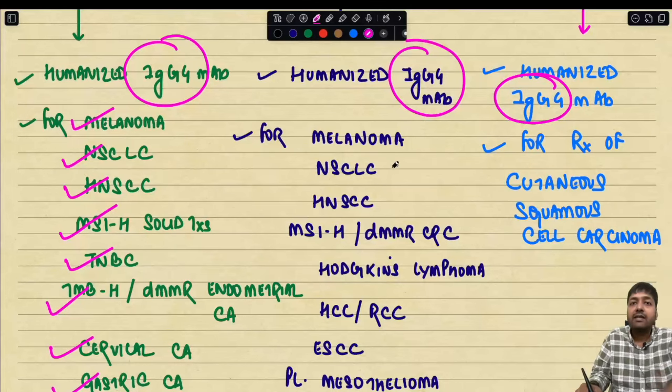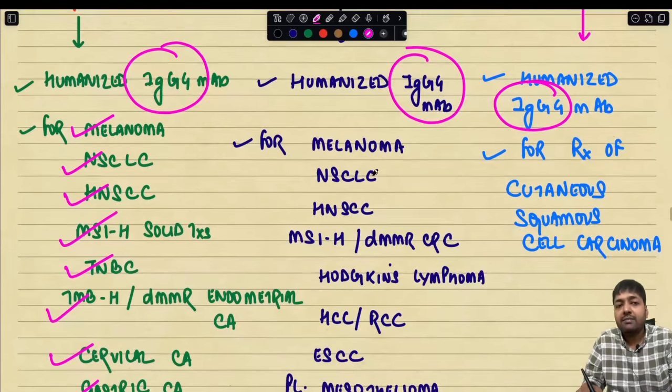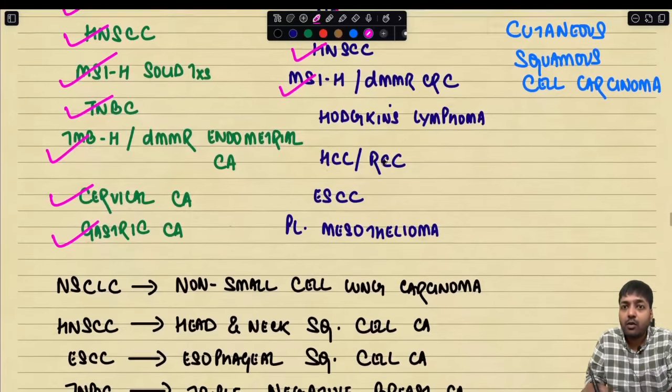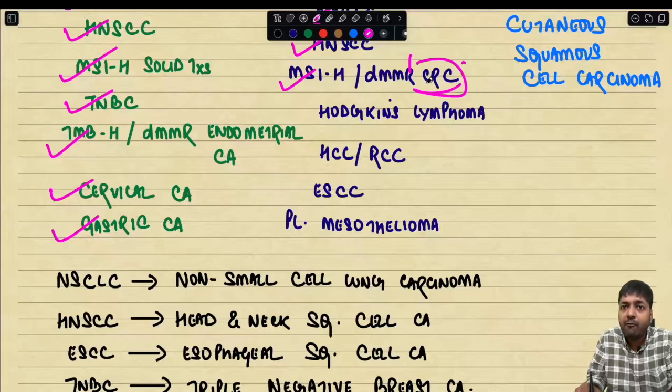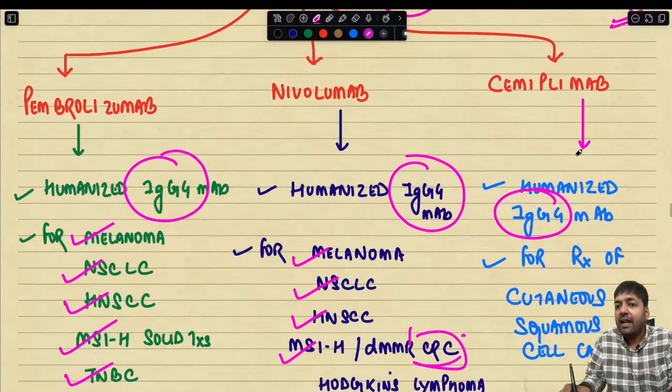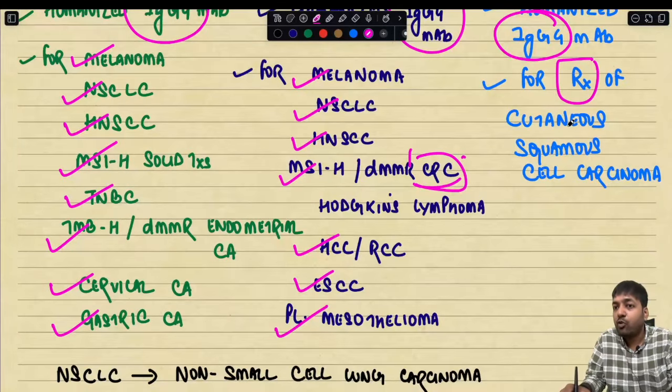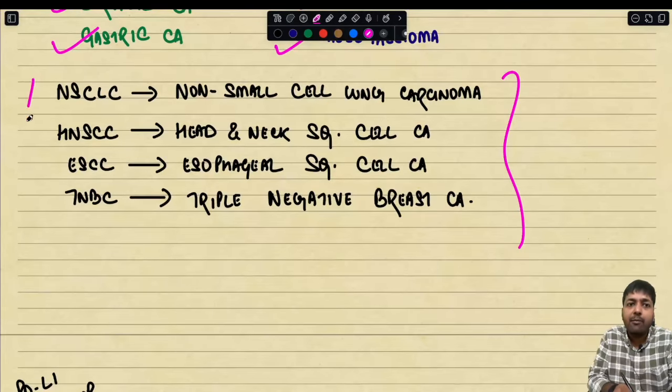Whereas nivolumab is basically approved for melanoma, non-small cell lung carcinoma, head and neck squamous cell carcinoma, MSI-H, dMMR colorectal carcinoma, Hodgkin's lymphoma, hepatocellular carcinoma, renal cell carcinoma, esophageal squamous cell carcinoma, and pleural mesothelioma. And lastly, cemiplimab is basically approved for treatment of cutaneous squamous cell carcinoma. The full forms I have already explained, so I am not repeating them again.